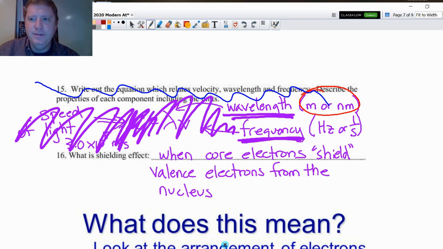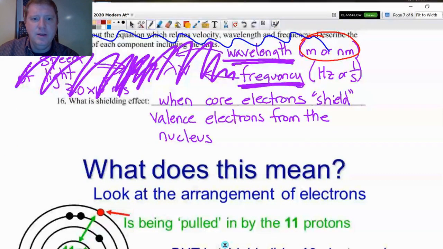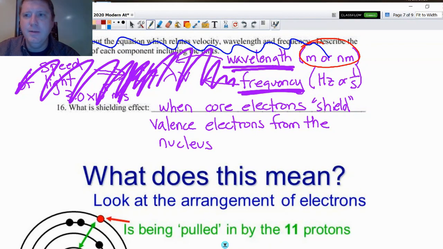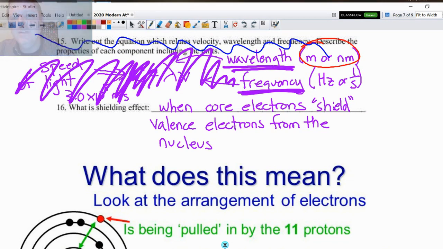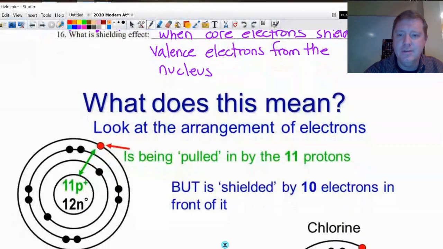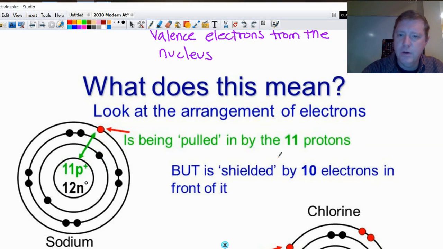Okay, we scratched out 15. We're not really dealing with wavelength and all that stuff. What is shielding effect? That's one thing we hit briefly earlier. Shielding is when you have all of these layers of electrons, and the layers of electrons are repelling each other. Look at this great diagram. So this is a Bohr model.